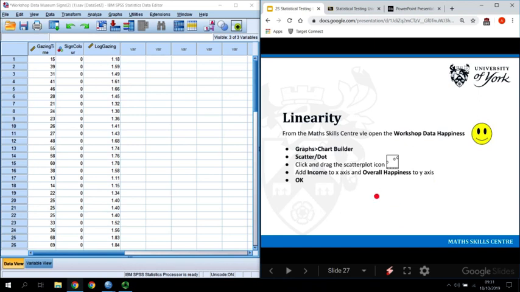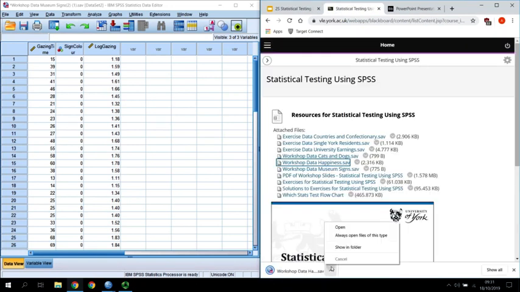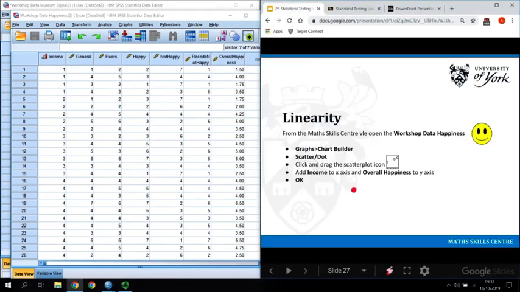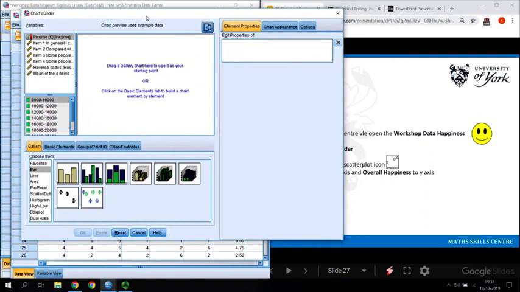So let's test for linearity, but we're going to use a different data set. We're going to look at this study where we're looking at the effect of income on happiness, or the association between income and happiness. So go to the VLE and open up the workshop data happiness. We're going to use the chart builder in SPSS. So go to graphs, chart builder, and we can choose the type of graph we want. We want a scatter dot plot, and we're just going to use this one here. This is a simple scatter.